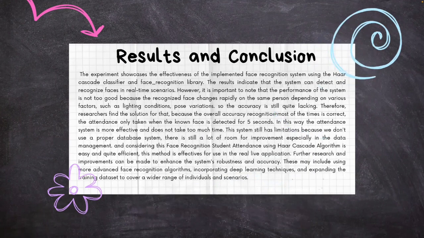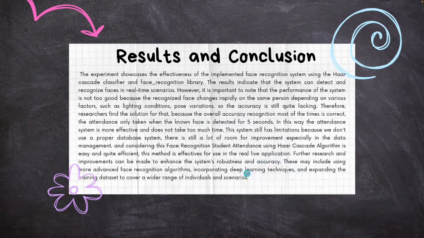For results and conclusion, the experiment showcased the effectiveness of the implemented face recognition system using the Haar cascade classifier and face recognition library. The results indicate that the system can detect and recognize faces in real-time scenarios. However, it is important to note that the performance of the system is not too good because the recognized face changes rapidly on the same person depending on various factors, such as lighting condition and pose variation. So the accuracy is still quite lacking. In this way, the attendance system is more effective and does not take too much time. The system still has limitations because we don't use a proper database system. There is still a lot of room to improve this, especially in the data management.